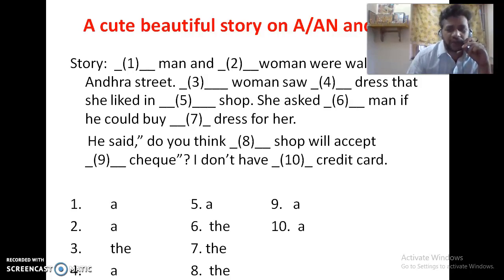Okay, this is the key. Please have a look at these answers. A man and a woman were walking on the street. The man saw a dress that she liked in a shop, and she liked it. So overall, what we need to understand is that when we talk about something the first time, we use indefinite articles, and the second time, when we repeat the same thing, we use the definite article the. Like that you can think about the answers.